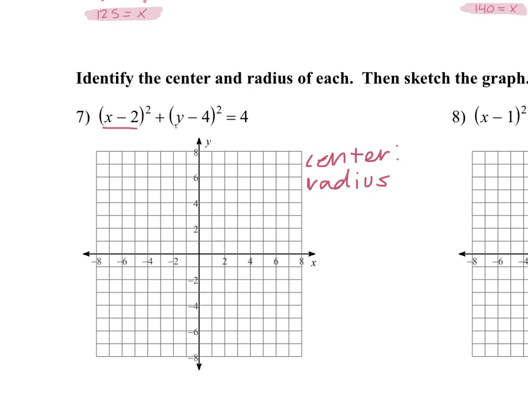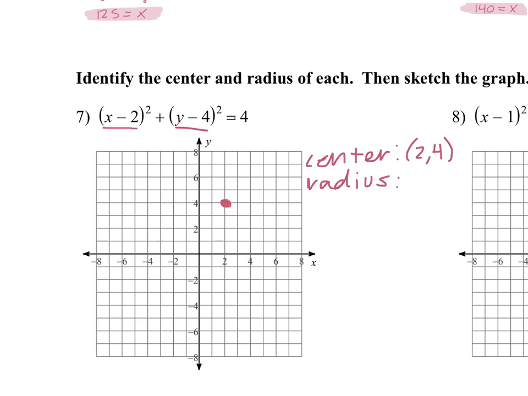So our center we get from our parentheses, and we need to change the sign. Very important that we change the sign of both. So our minus 2 becomes a positive 2, and our minus 4 becomes a positive 4. And we can go ahead and graph that. So we're going to go to the right 2 and up 4.